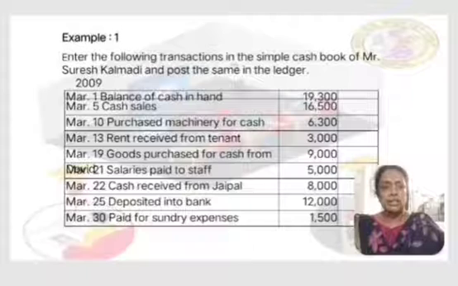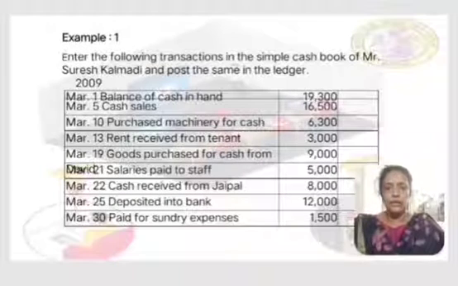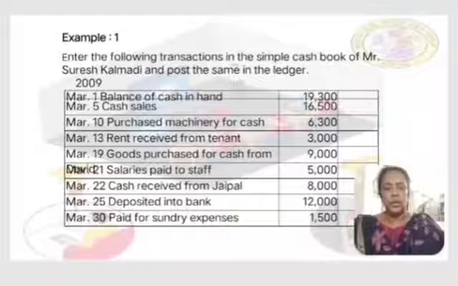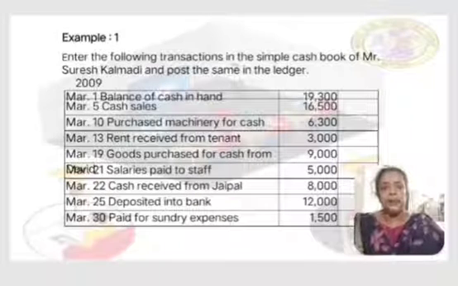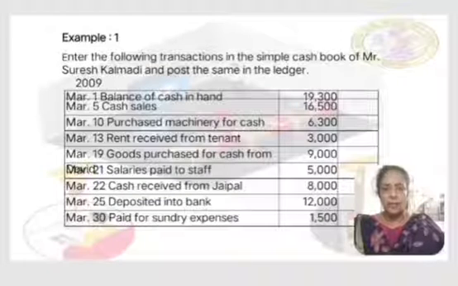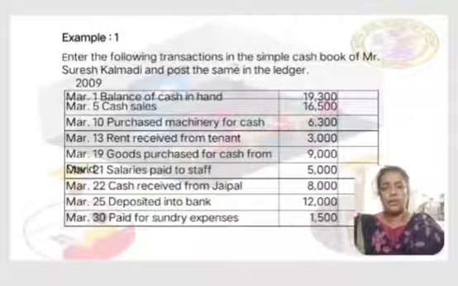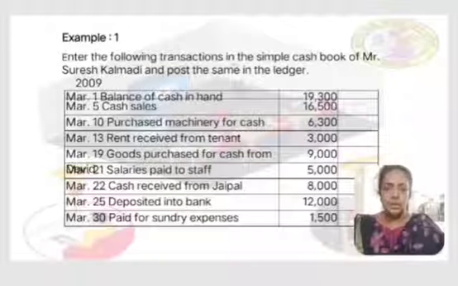And purchased machinery for cash. We know that we can use the purchase only if goods are purchased. But here machinery is purchased, therefore we have to write machinery instead of purchase. So what is the journal entry for this? Machinery account debtor to cash account. So we have to write by machinery. We are not supposed to write cash, therefore we have to write by machinery.